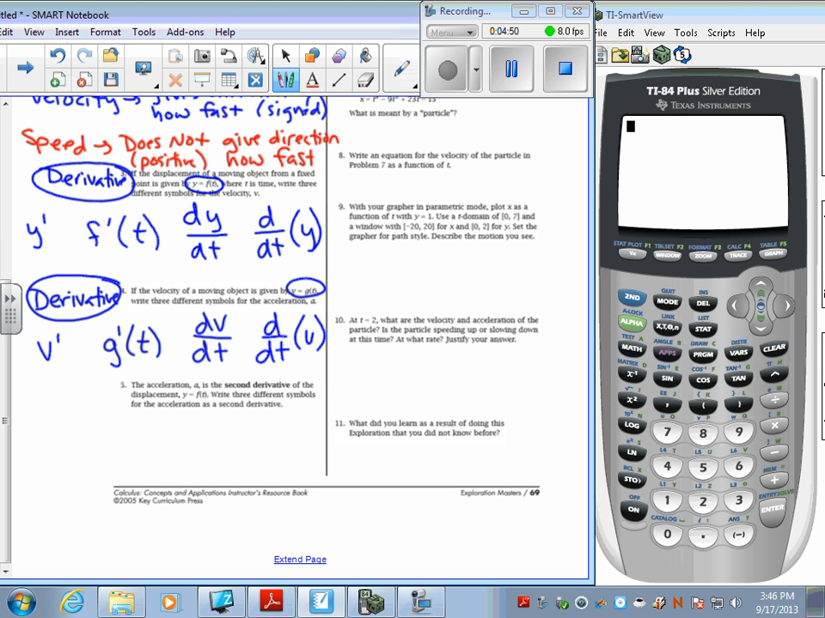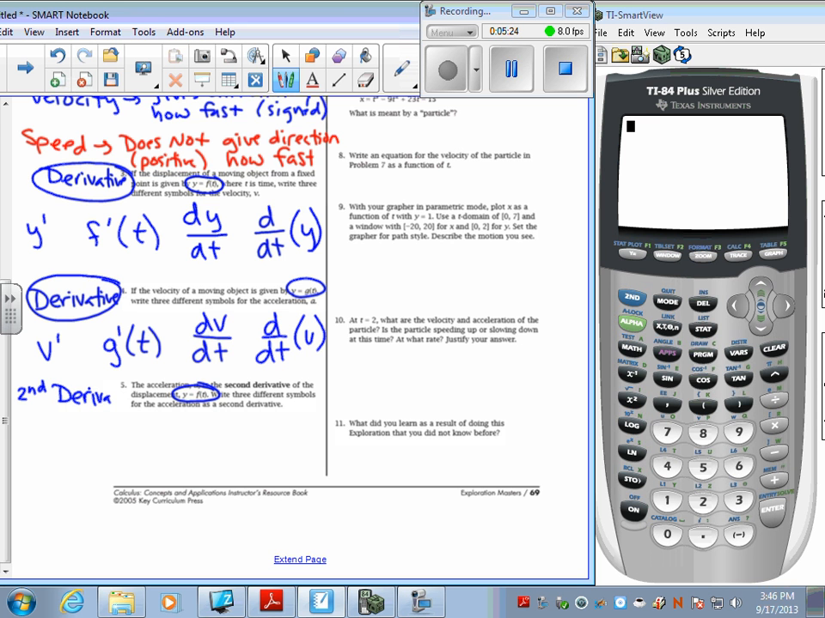Number 5 is now skipping a step, so to speak. So the acceleration a is going to be the second derivative of the displacement. If you notice, when we started with displacement, we took the derivative to get the velocity. When we started with the velocity, we took the derivative to get the acceleration. So if we start with displacement, the second derivative of that will be the acceleration. So again, we are signed. We're going to write different symbols for the acceleration as a second derivative. So we want the second derivative now.